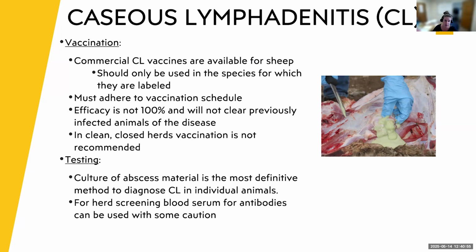So testing, the best way to do that is culture of the abscess material. It's the most definitive way to diagnose CL in an individual animal. The way to do that, call your veterinarian, have them come out. They can drain the abscess into a tube and send that off for testing. For a herd screening, you can collect blood samples from your entire herd, and they'll test for antibodies, which those results should also be used with some caution.